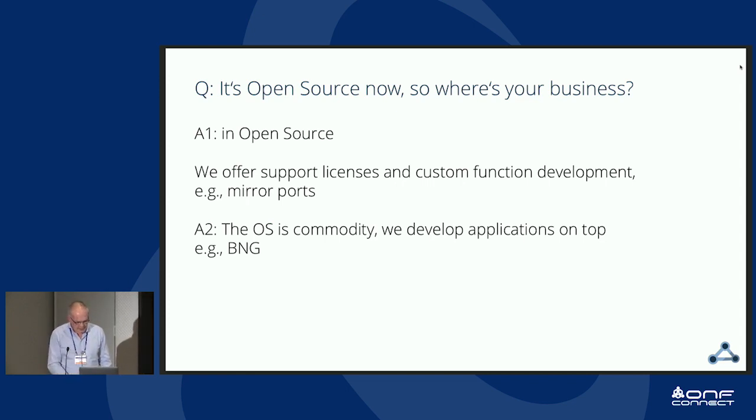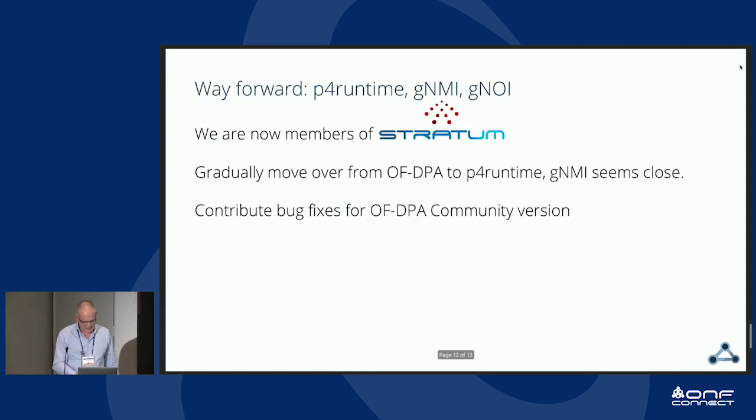So that's fine. And second is, for us, the operating system and the white box switch is commodity. It should be commodity. It should be free anyway, because we also want to use it to build our own applications. We want to build a BNG. We want to build whatever gateways on top of that. I don't want to deal with this actually anymore.